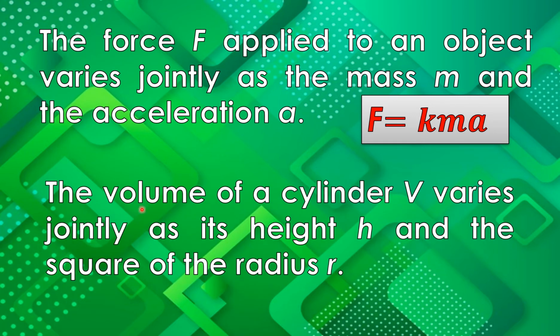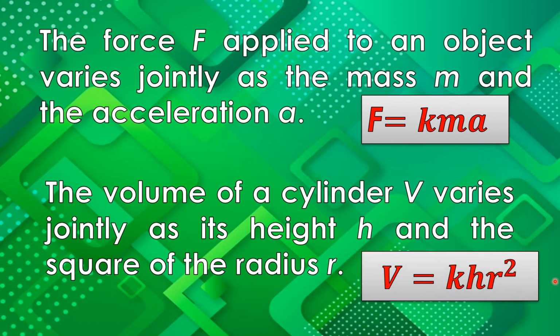Next example, we have the volume of a cylinder V varies jointly as its height h and the square of the radius r. So, kung papansinin natin to, meron tayong nabasang square, meaning to say, kasama pa rin siya sa pag-ililipatan sa equation. Yung r, lalagyan lang natin ng square, and that would be our equation. V equals khr squared. Kasi sabi sa statement, varies jointly as its height h and the square of the radius r. So, kailangan natin maglagay ng square dun sa r.